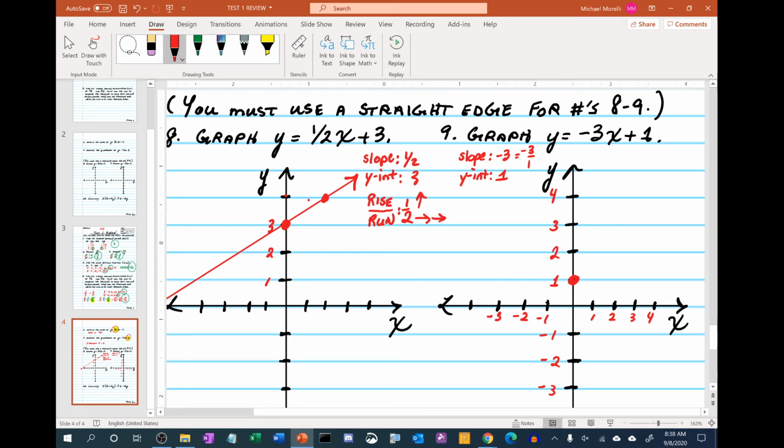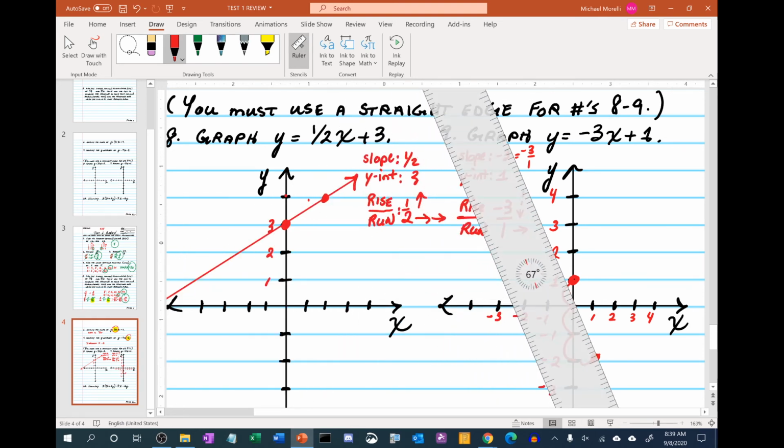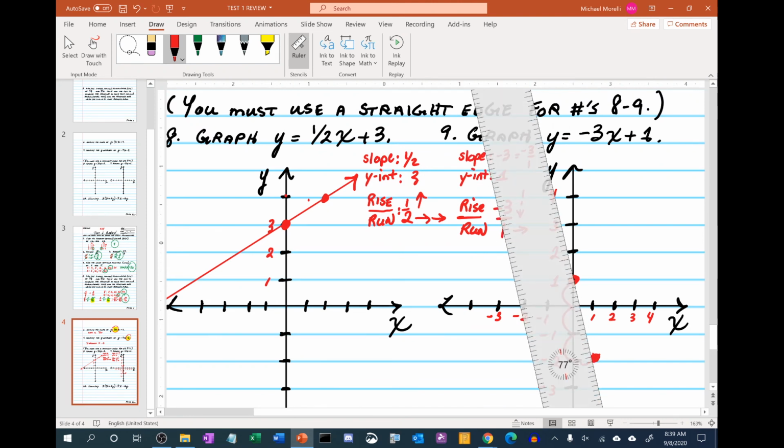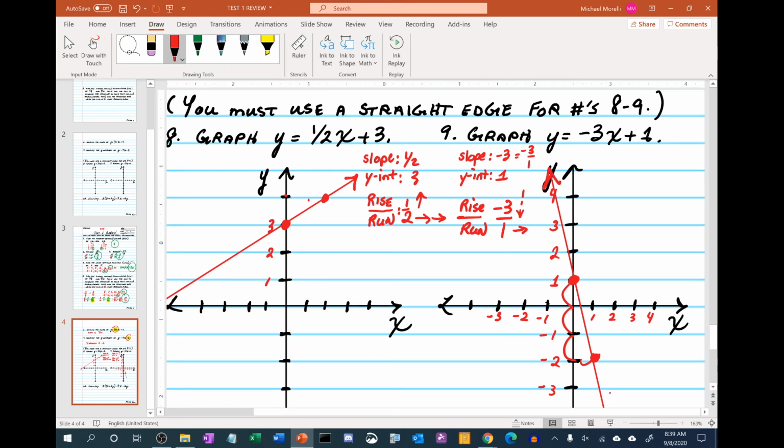And now our rise over run. It's negative 3 over 1. So we go down 3 and over 1 to the right. Down 1, down 2, down 3, over 1 to the right. So here's my next point. Straight edge, come in with the line, put arrowheads on both ends. There you go.